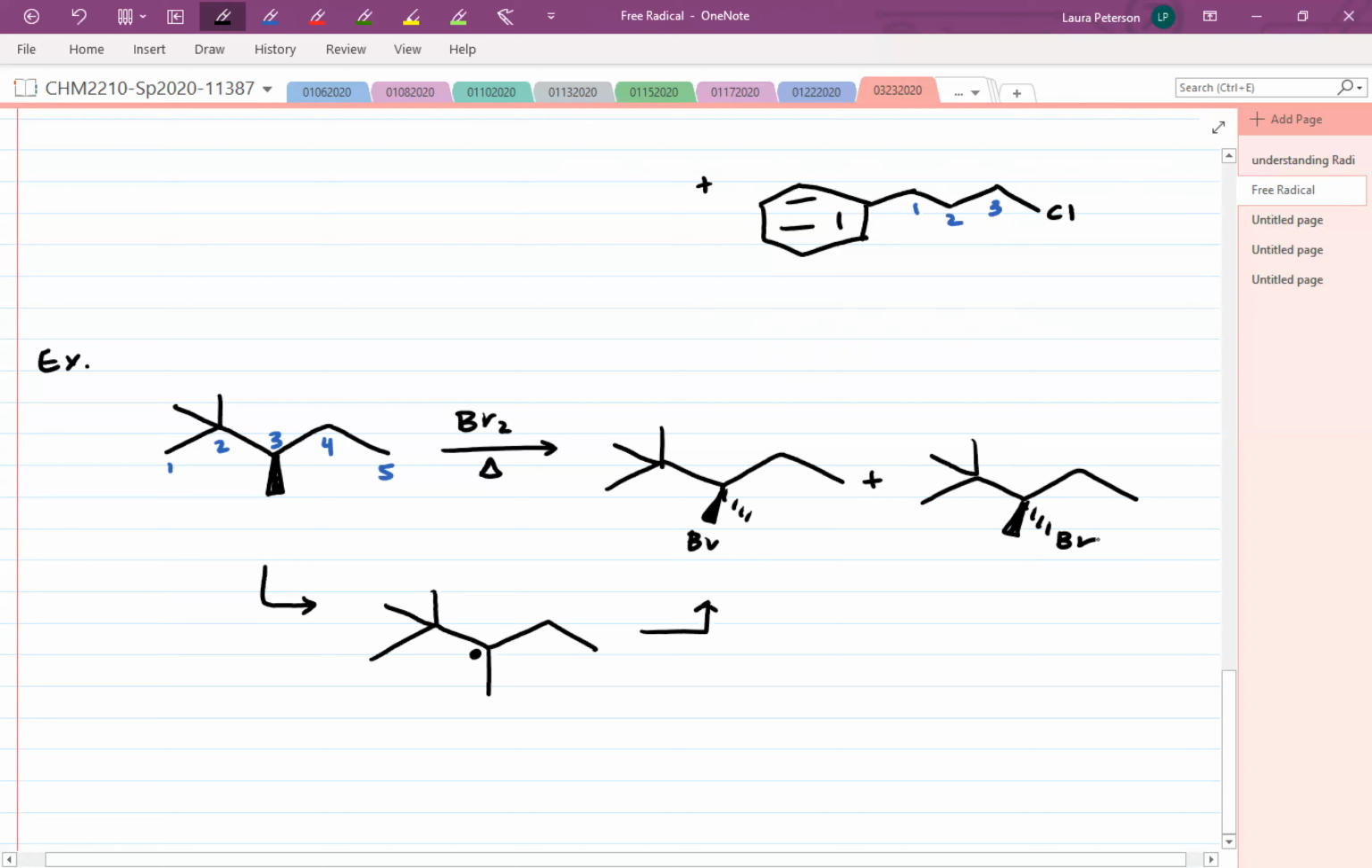So even though we had a chiral starting material with that stereocenter at carbon 3, when we do the hydrogen atom abstraction to get to the carbon radical, we ablate or destroy the stereochemistry and we end up with this achiral radical intermediate, so that when we continue the mechanism to the products, we end up with a racemic mixture. At this point, this is all that we need to cover for our exam material.